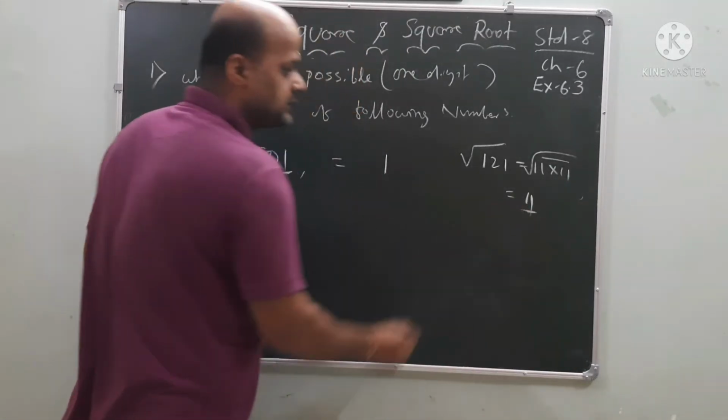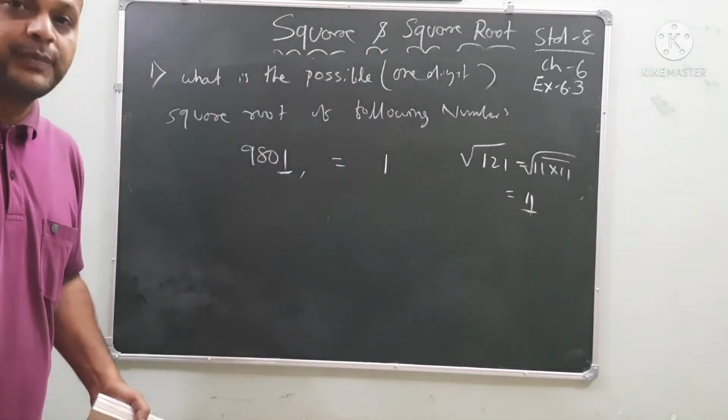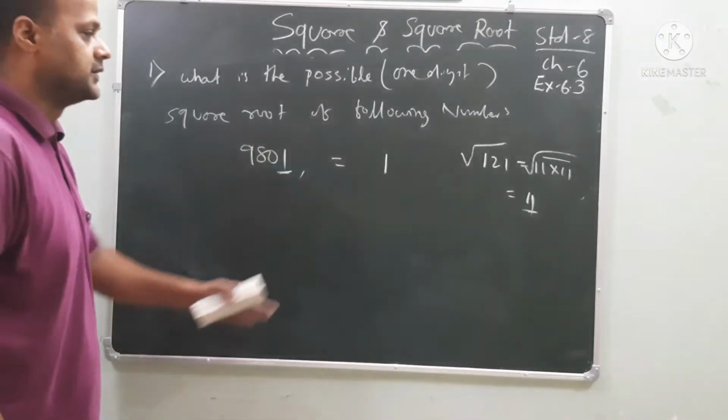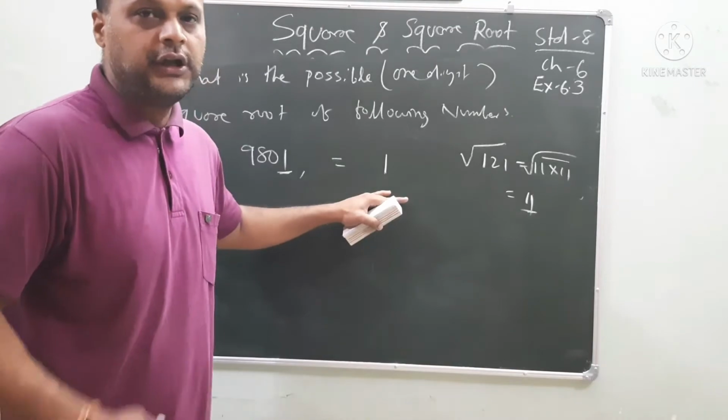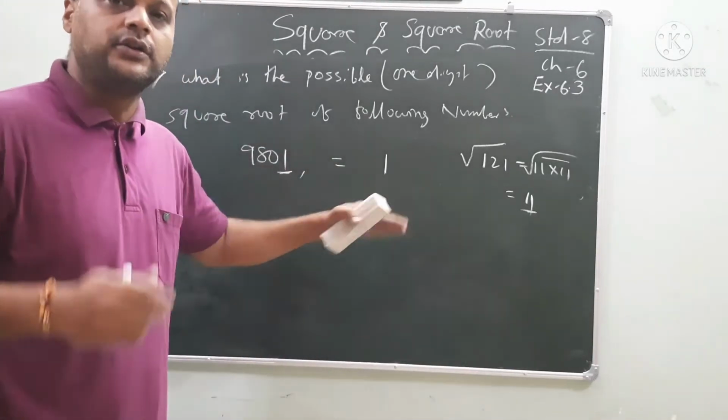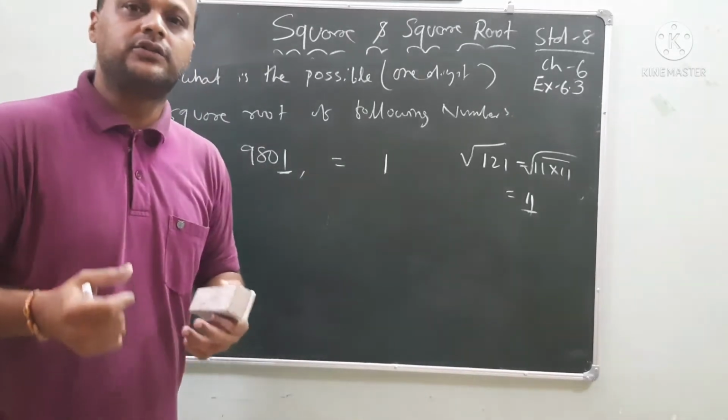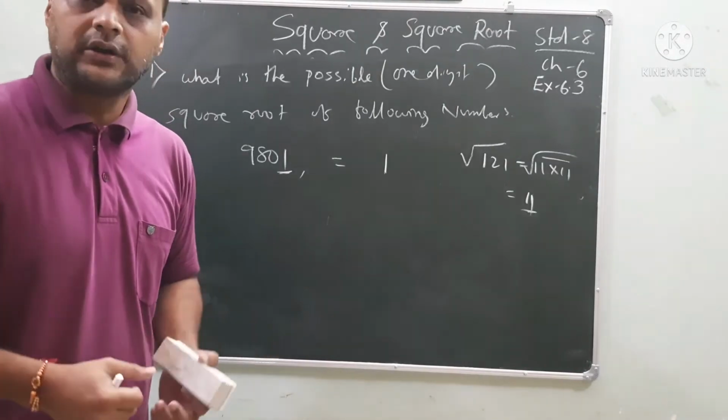Now what is the unit place? It is 1. So in this manner you have to find out. This is the first one I am giving you, and for the next ones I will go directly, because you have to solve by yourself so that you can easily identify whether it is coming or not.